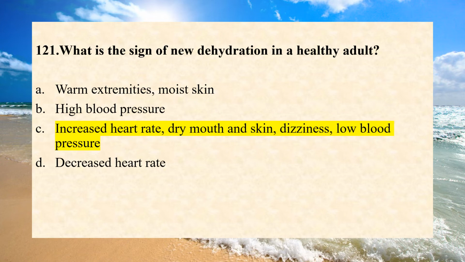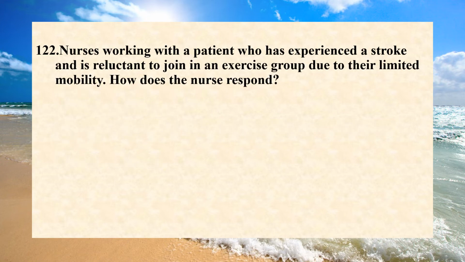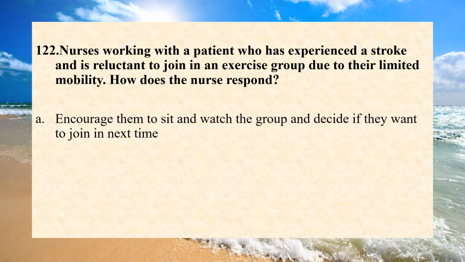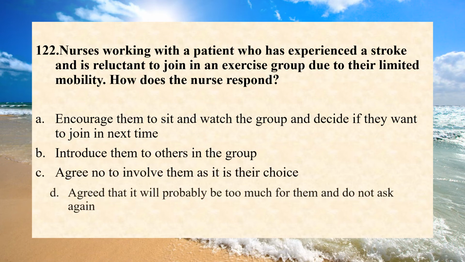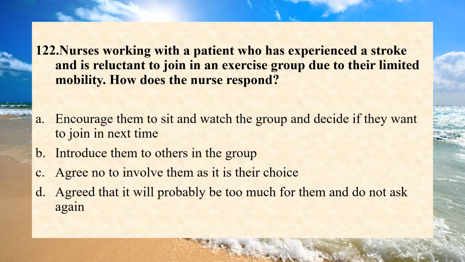A nurse is working with a patient who has experienced a stroke and is reluctant to join in an exercise group due to their limited mobility. How does the nurse respond? Option A. Encourage them to sit and watch the group and decide if they want to join in next time. Option B. Introduce them to others in the group. Option C. Agree not to involve them as it is their choice. Option D. Agree that it will probably be too much for them and do not ask again.